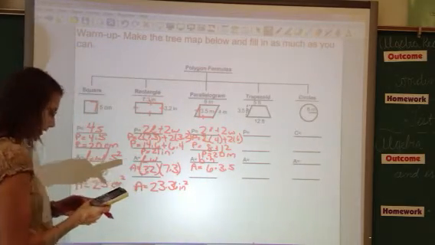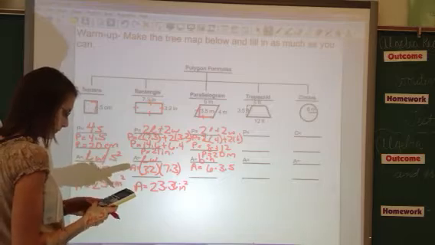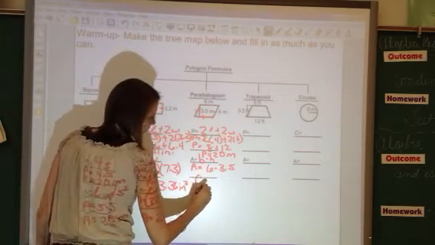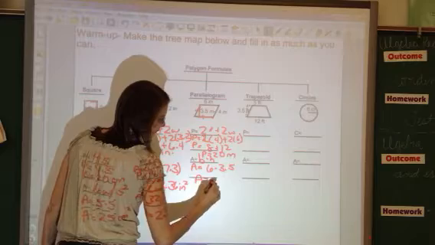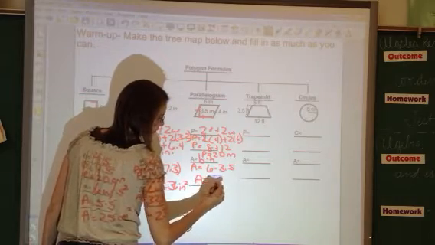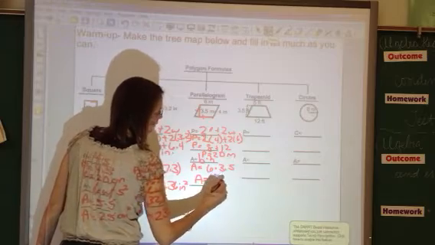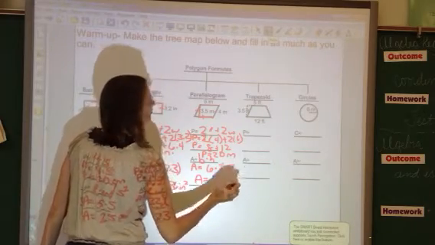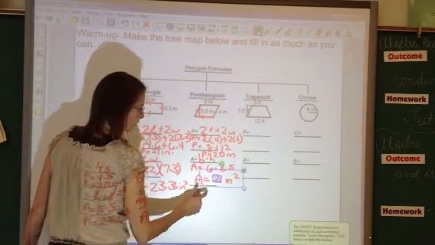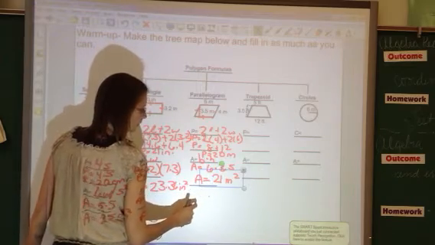And when I put that into my calculator, I get 21. So my area for this is 21, oh, sorry guys, 21 meters squared. I don't know why it gave me that blue box. There we go.